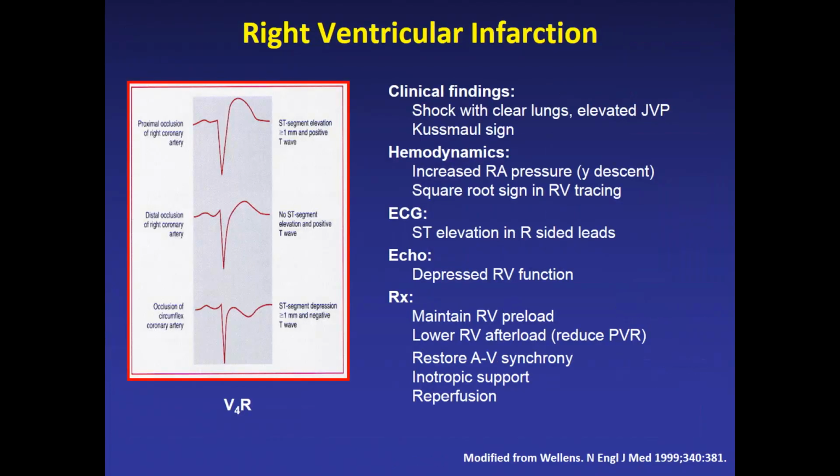Right ventricular infarction is another important complication of acute myocardial infarction associated with shock to recognize. These are the common ECG findings in lead V4R of ST segment elevation. This is an auxiliary lead that may help you make the diagnosis. The clinical findings are, of course, patients presenting with shock in the absence of pulmonary edema, but with evidence of elevated right-sided filling pressure, such as an elevated jugular venous pressure or a Kussmaul sign.